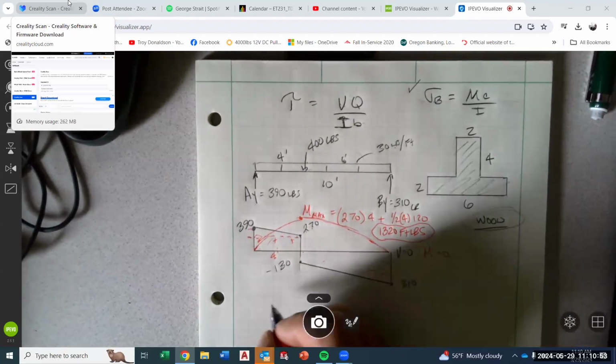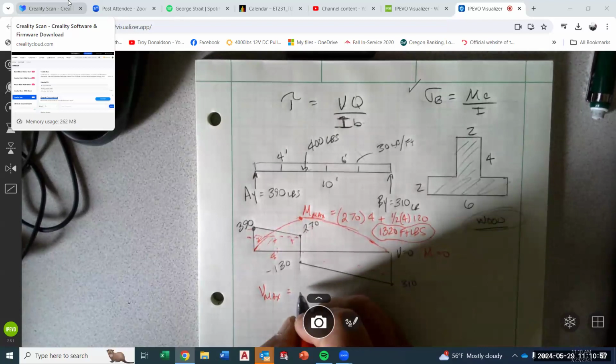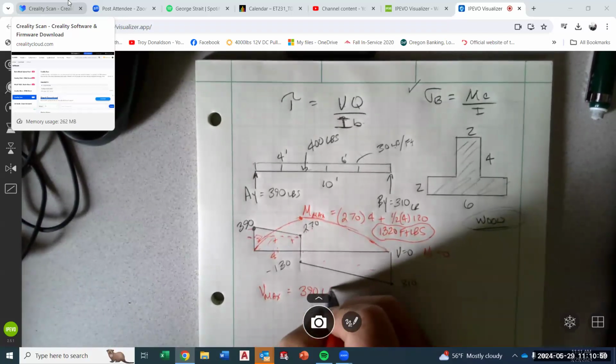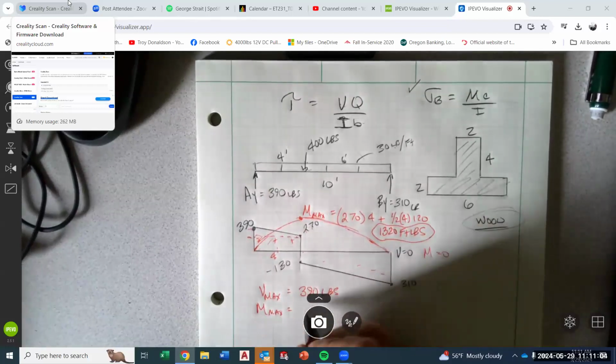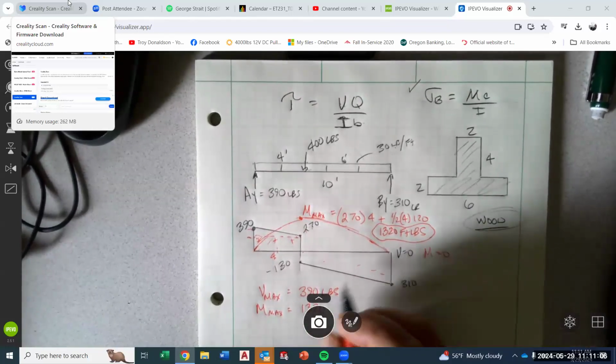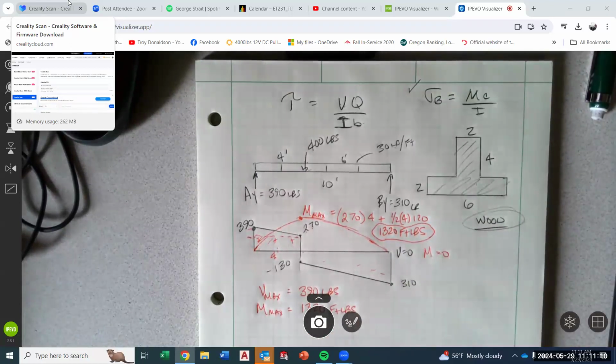So we have V max equal 390 and M max equal 1320 foot-pounds. Okay.